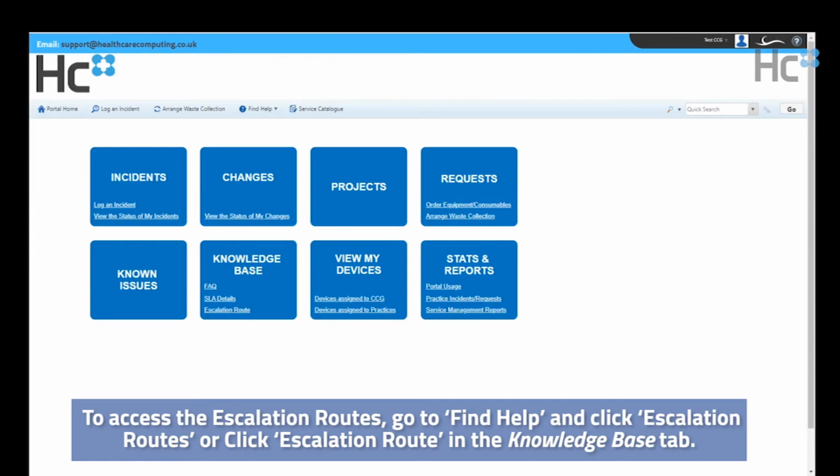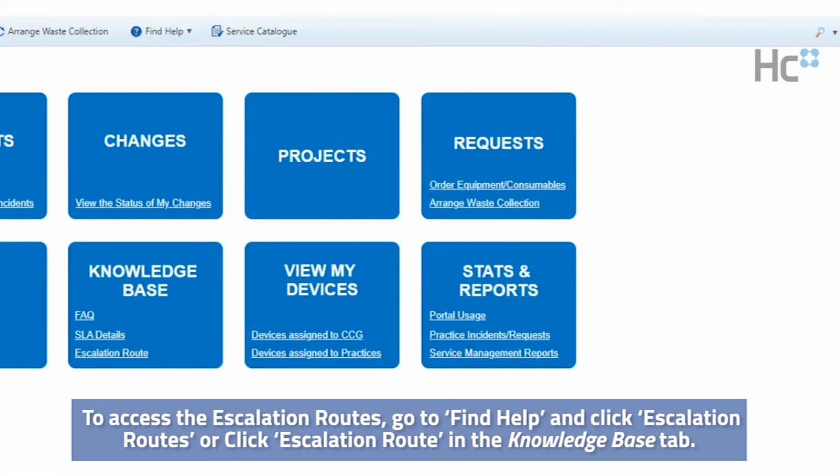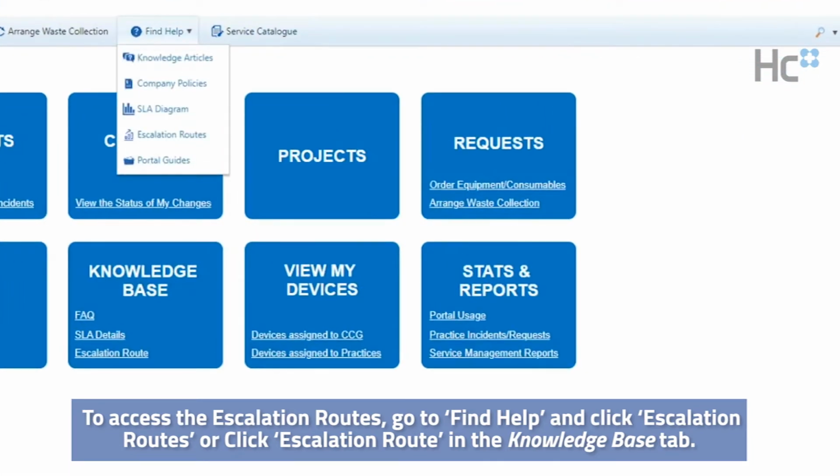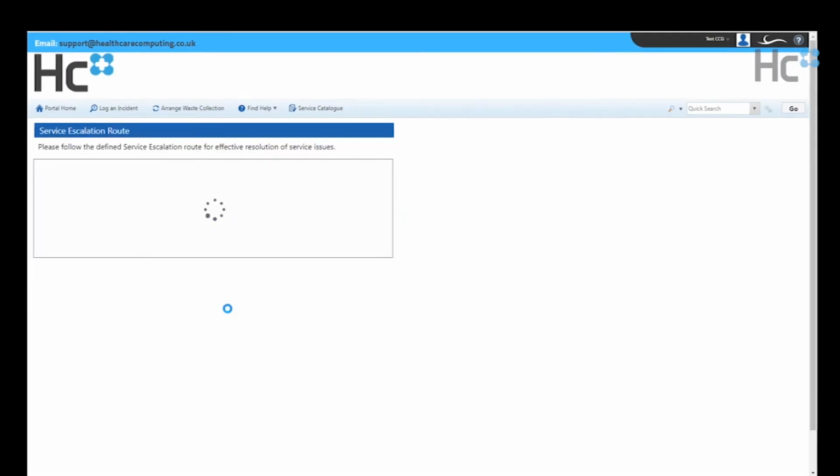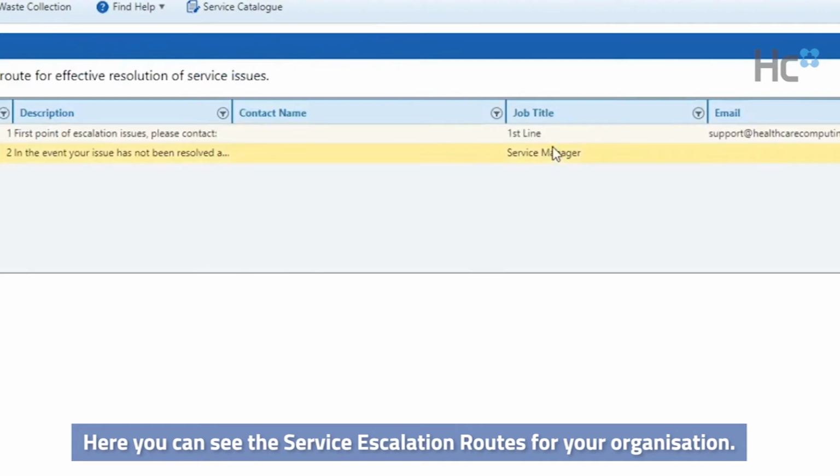To access the escalation routes, go to Find Help and click Escalation Routes, or click Escalation Route in the Knowledge Base tab. Here you can see the service escalation routes for your organisation.